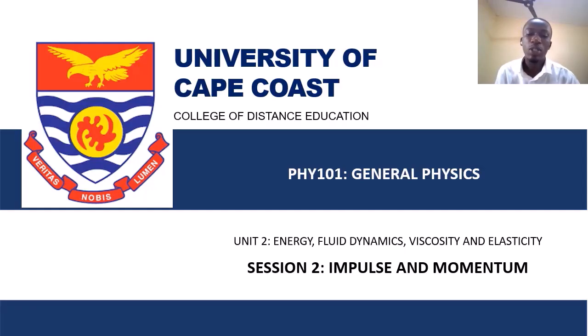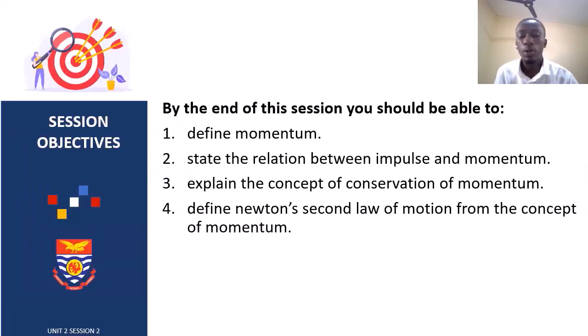Hello there, welcome to section 2 of Unit 2, and in this section, we'll be looking at impulse and momentum. Let's go through the objective of this section. At the end of this section, you should be able to define momentum, state the relationship between impulse and momentum, explain the concept of conservation of momentum, and lastly, define Newton's second law from the concept of momentum.